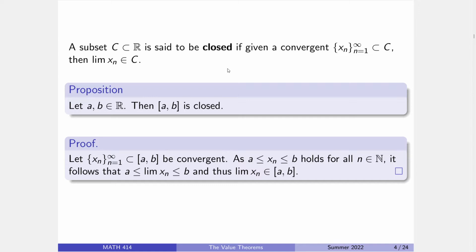Now, it's not too difficult to show that there are other closed subsets of the real line. In fact, there can be some very bizarre closed subsets of the real line. So the theorems we're about to prove will be focused on closed subsets, so sets with the property that a convergent sequence's limit does not escape the set.